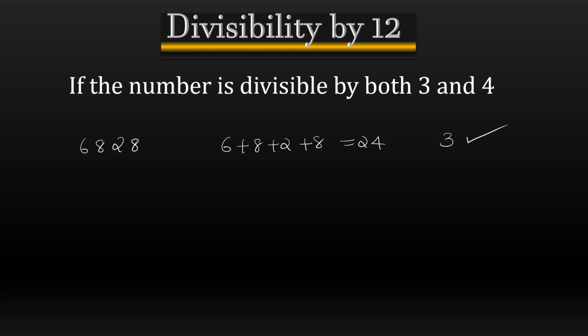Next, what was the divisibility rule of 4? The last two digits must be a multiple of 4. Here the last two digits are 28, and 28 is 4 into 7. That is a multiple of 4. Hence, it is divisible by 4. Since the number is divisible by both 3 and 4, we get that the number is divisible by 12.